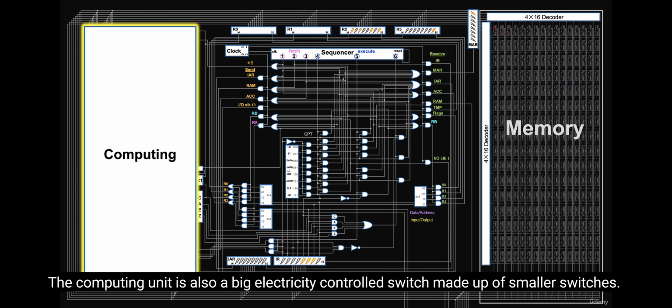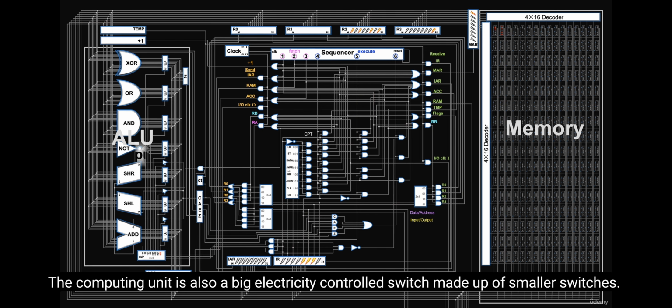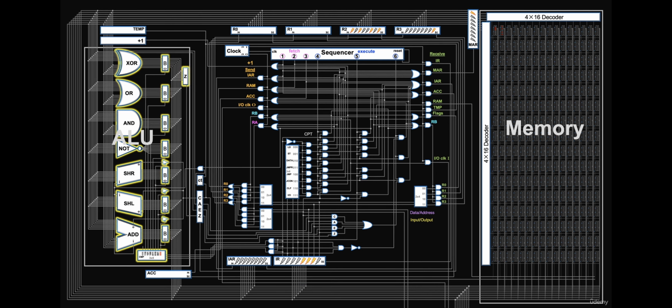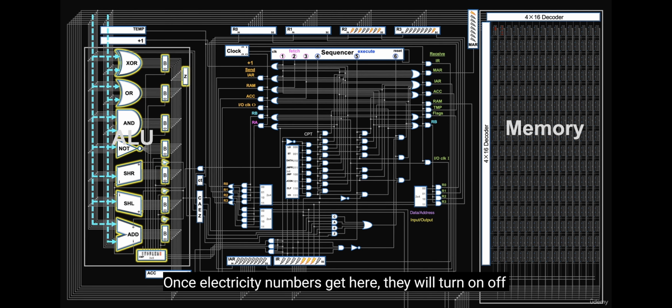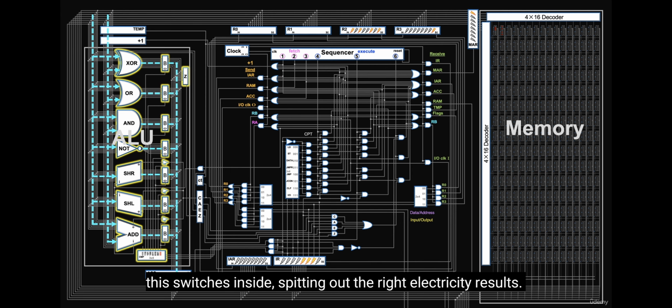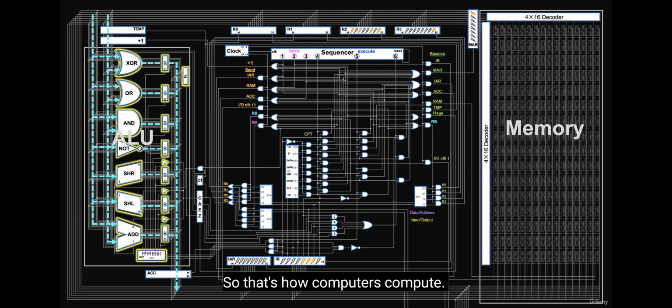The computing unit is also a big electricity-controlled switch, made up of smaller switches. Once electricity numbers get here, they will turn on and off these switches inside, spitting out the right electricity results. So that's how computers compute.